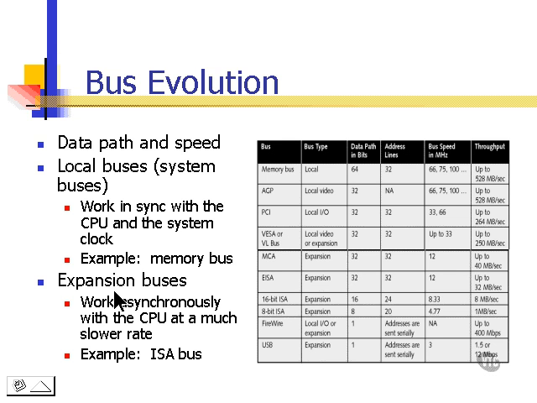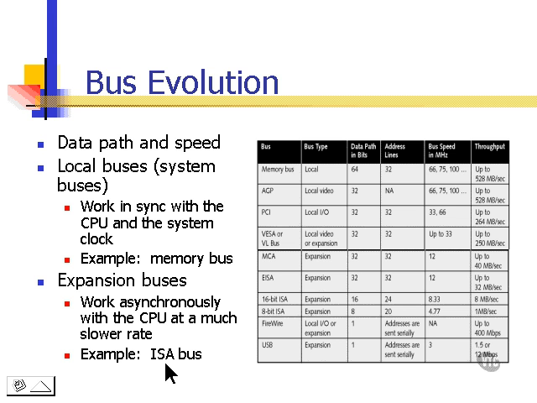Another component that has changed dramatically over the years is the bus. We classify buses by two distinctions, data path and speed. And they basically break into two different types of buses. Local buses, which work in synchronization with the CPU and the system clock, an example being a memory bus, and expansion buses, which can work much slower than the CPU, an example being an ISA bus or a PCI bus.